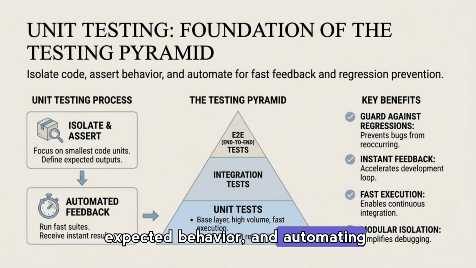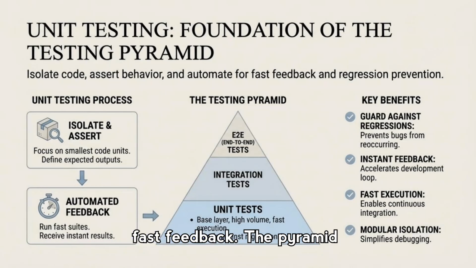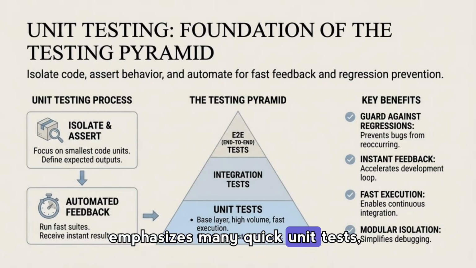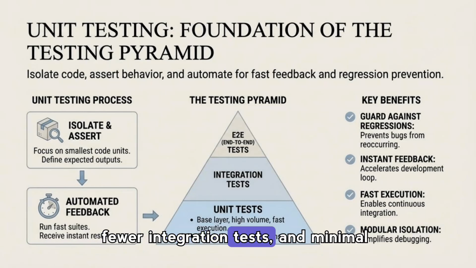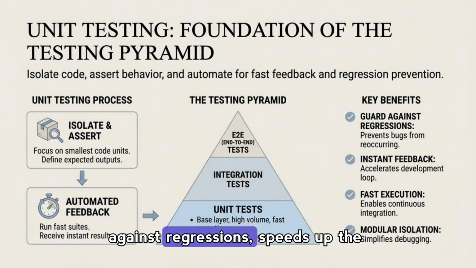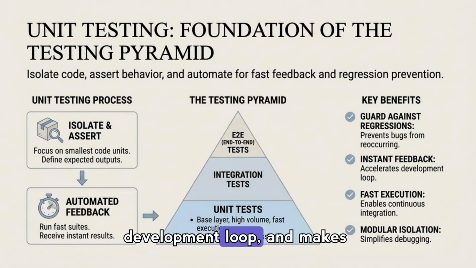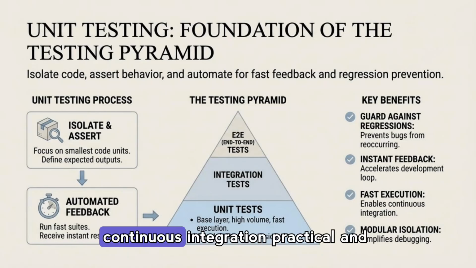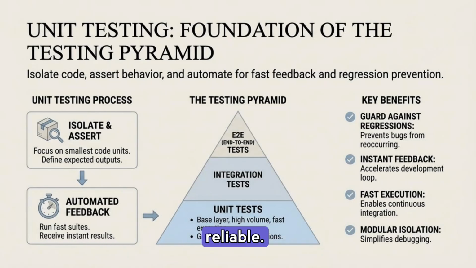Unit testing forms the base of the testing pyramid by isolating the smallest units of code, asserting expected behavior, and automating fast feedback. The pyramid emphasizes many quick unit tests, fewer integration tests, and minimal end-to-end tests, which helps guard against regressions, speeds up the development loop, and makes continuous integration practical and reliable.